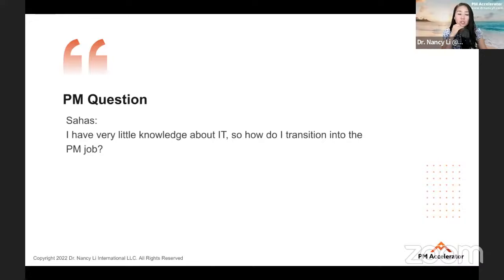So how do I transition into the PM job? Very good question. Our philosophy inside the PM Accelerator is that you need to learn it before you make it. Even if you don't have a tech background, you just need to learn how to gain the tech background. Specifically, if you don't know tech, please learn about tech.